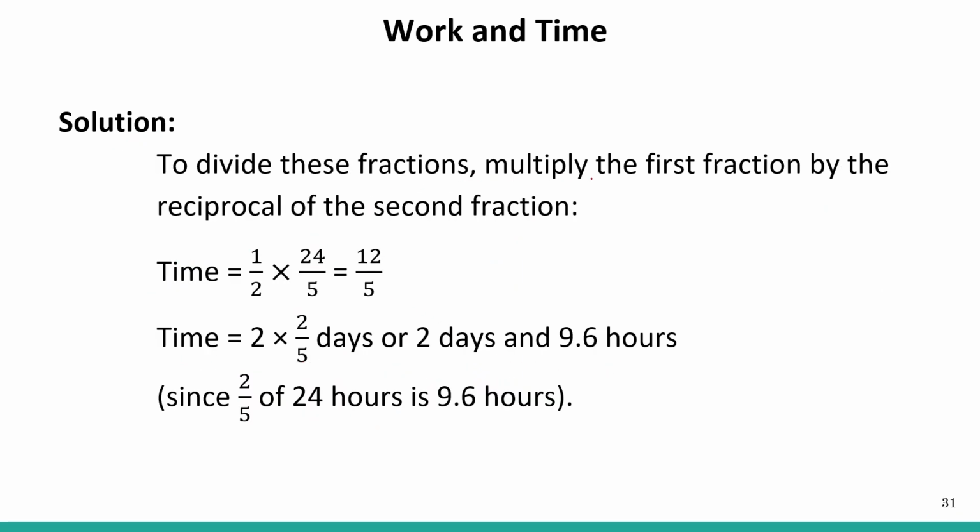To divide these fractions, multiply by the reciprocal of the second. So what we are left with is 12 by 5, or time is equal to 2 and 2 by 5 days, that is 2 days and 9.6 hours, that is 2.4 days, since 2 by 5 of 24 hours is 9.6 hours. So time is equal to 2 whole and 2 by 5 days. This will be the correct answer, or 2.4 days, either one is correct.